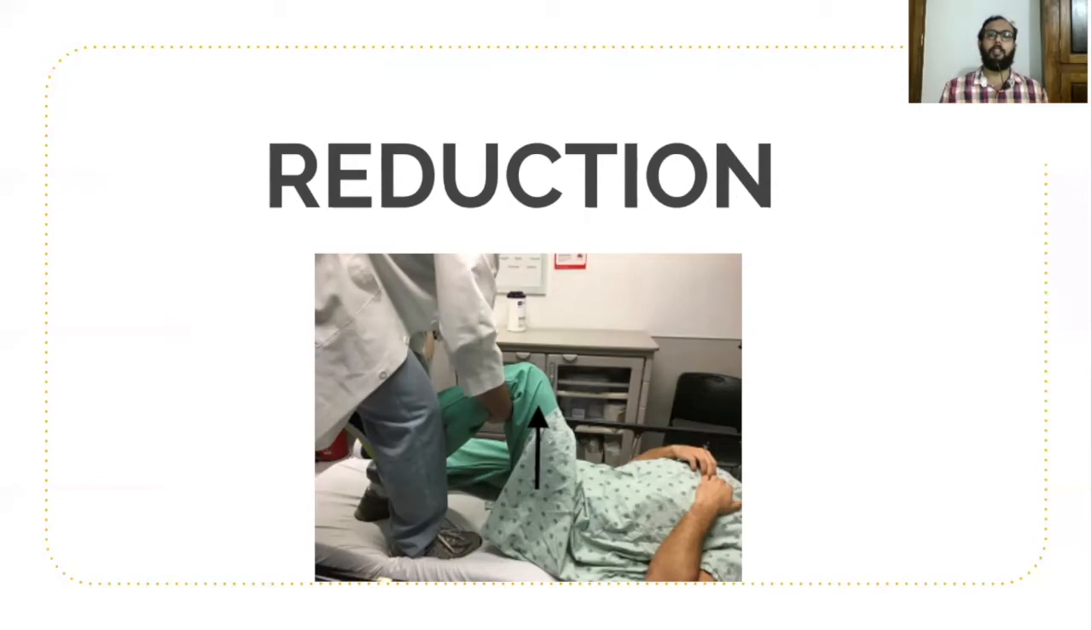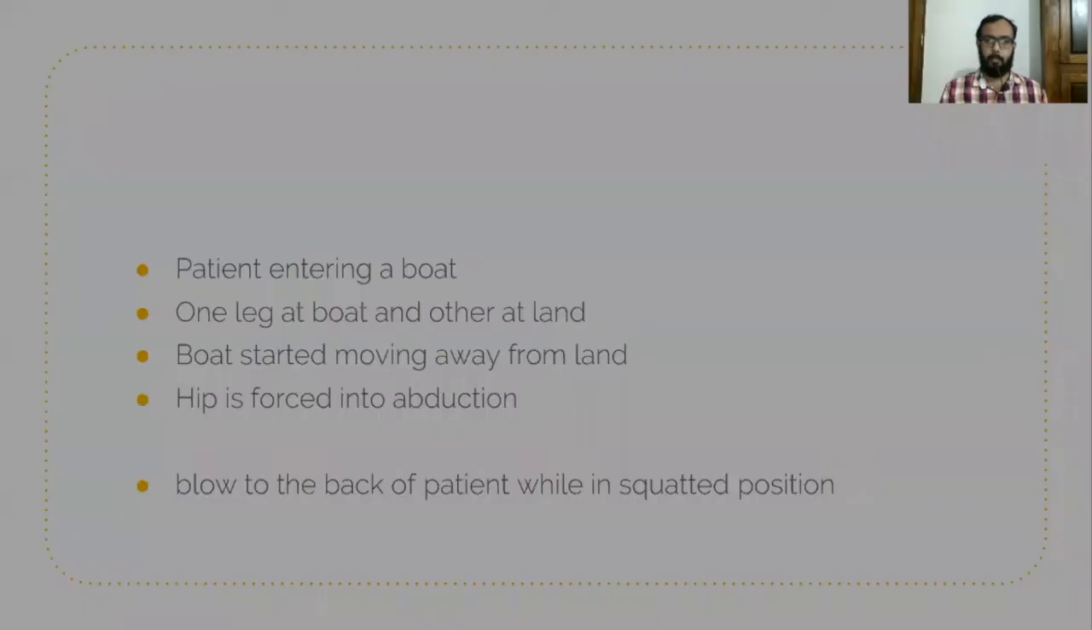And the history of injury is dashboard injury, the attitude is internal rotation, adduction and flexion, and the reduction includes external rotation and abduction in a 90-degree flexed knee and hip.